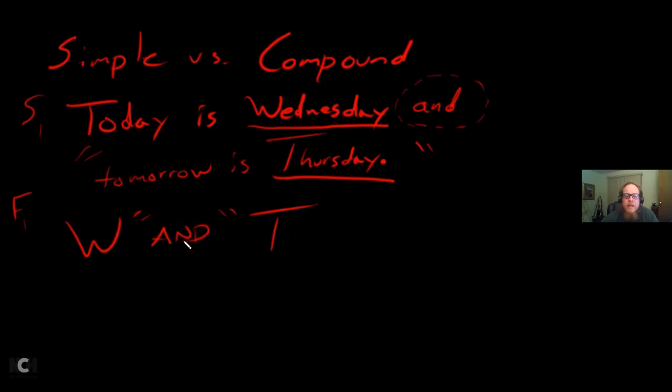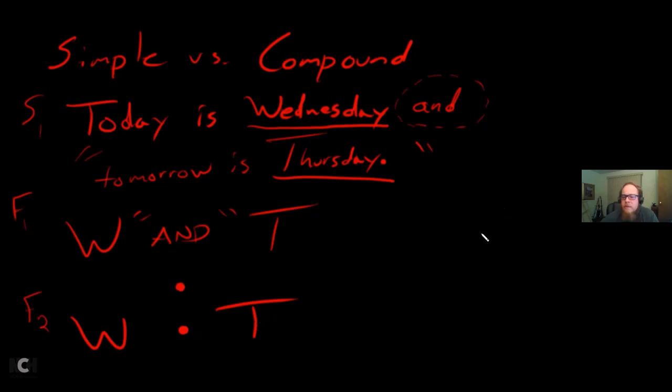Now there's actually a formula for what this should look like. When we get into formal logic, the symbol for "and" that I'm going to use is a dot like this. So the dot means "and" and vice versa. So the way I could represent this whole thing as a formula is this: W dot T. So this is our fully functioning formula there. What does W dot T mean? Today's Wednesday and tomorrow is Thursday.